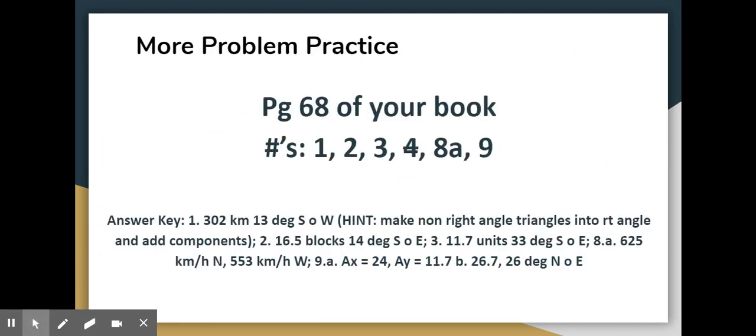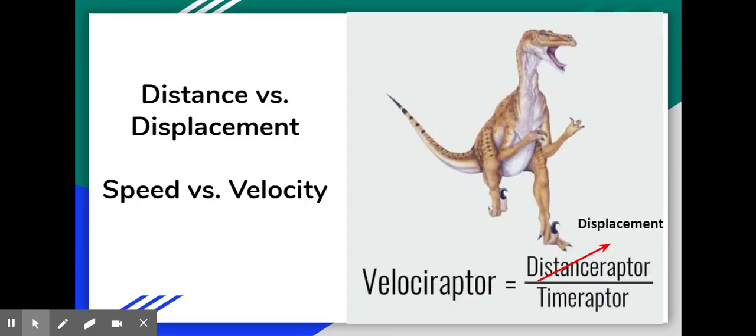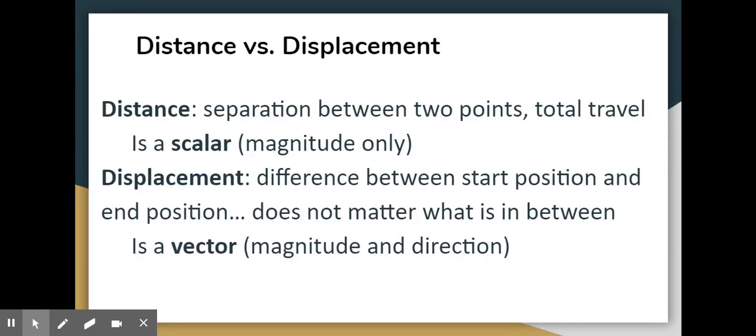If you would like extra problem practice, and again, I have this on our Google Classroom website, you can go ahead and visit this page of your book. And these are the answers for the problems. Again, I give you the answers because I want you to have a chance to practice and try things out. This is not required homework, but if you would like more practice, you can give these a try. Okay, we already talked about distance versus displacement and speed versus velocity, so we will skip that.